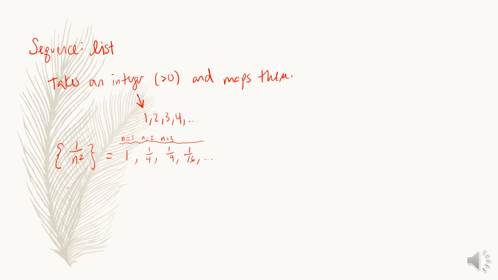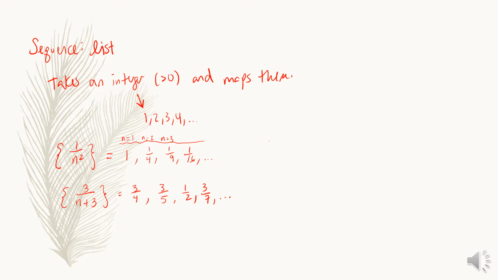I could do something like the sequence 3 over n plus 3. So now I start again with n equals 1. So when n equals 1, looks like 3/4. So 3 over 1 plus 3. Next would be n equals 2. So it looks like 3/5. Then 3/6, which is 1/2. Then 3/7, and ... It would keep going on forever.